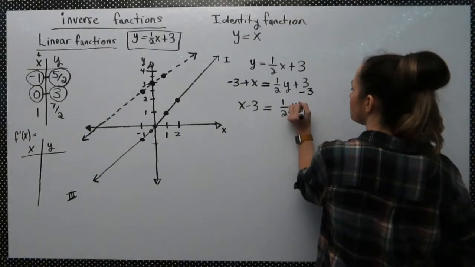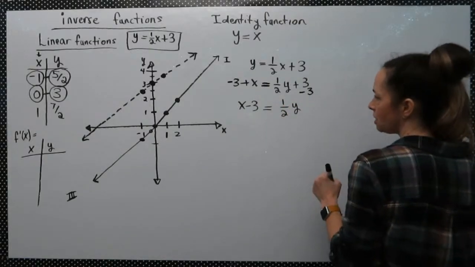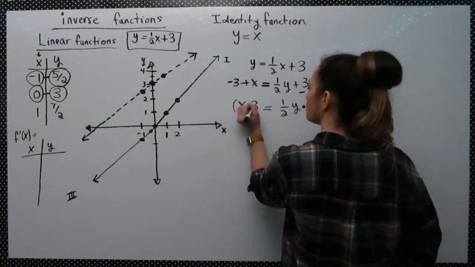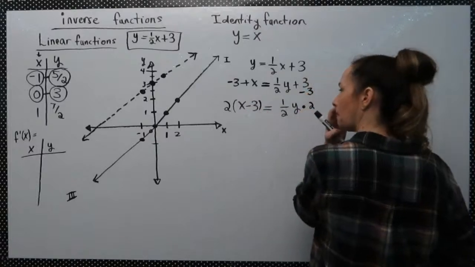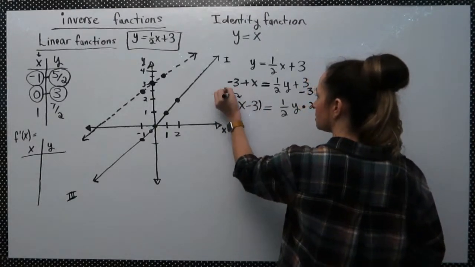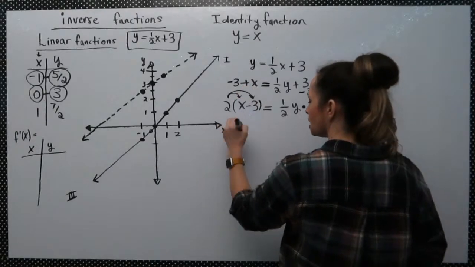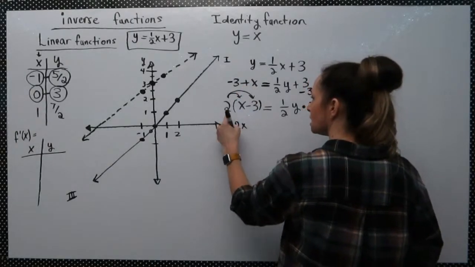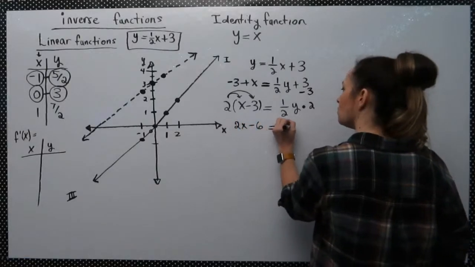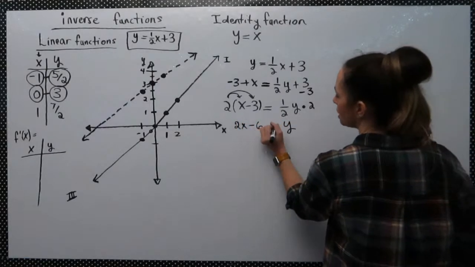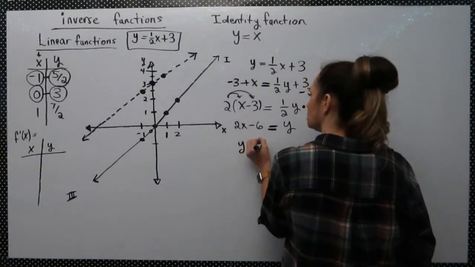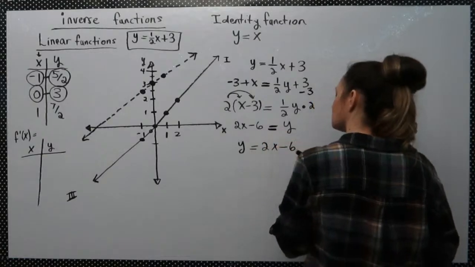And then I'm going to multiply, performing another inverse operation. 1/2 x is going to get multiplied by 2. And that's going to give me, we'll use the distributive property here. I've got to multiply 2 times x, which is 2x, and 2 times -3, which is -6. And that's going to equal y. And then we'll use the symmetric property and say y equals 2x minus 6.